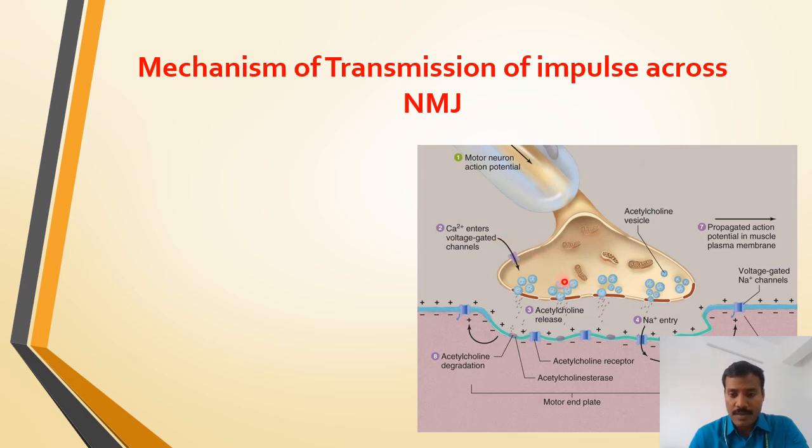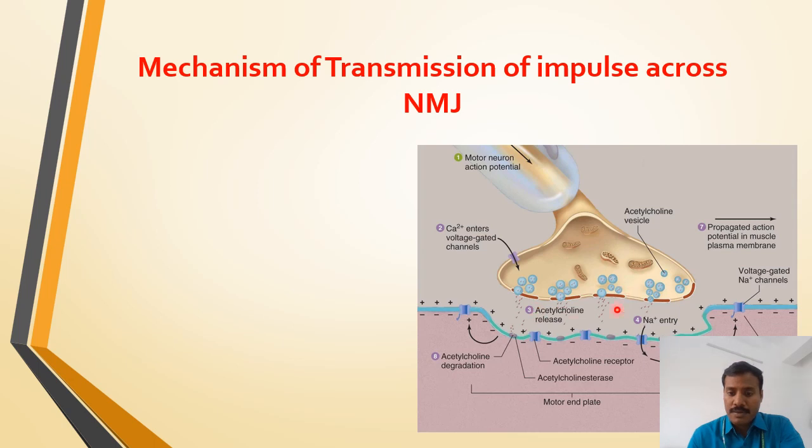Once the calcium enters the axon terminal, there will be opening of vesicles. These vesicles undergo calcium mediated exocytosis, so the vesicle releases into the synaptic cleft. Basically, some proteins help in the release of vesicles into the synaptic cleft. We'll discuss the proteins in the next slide.